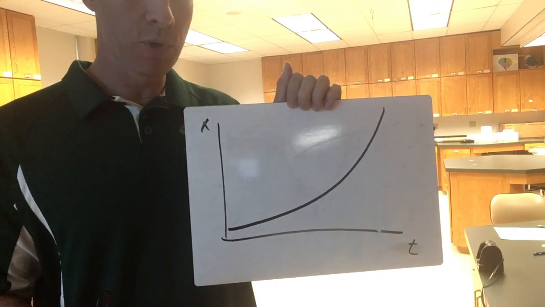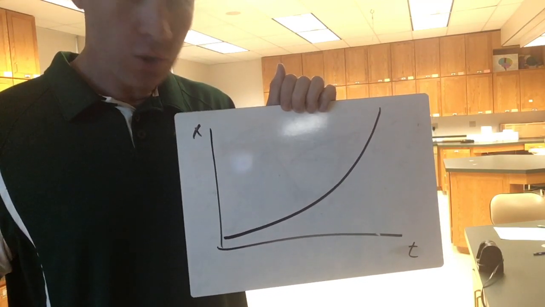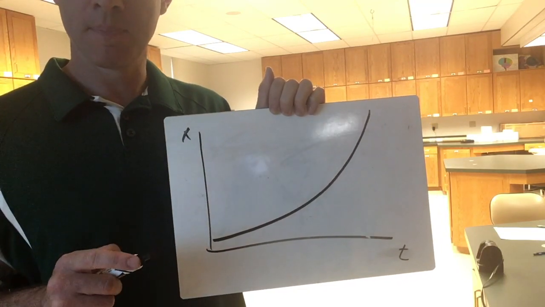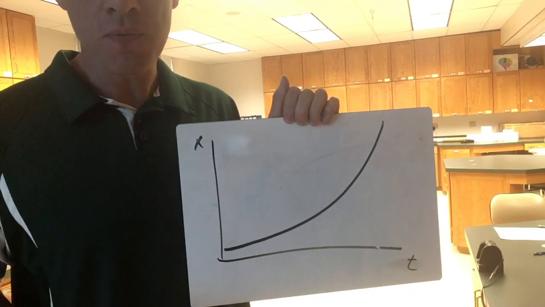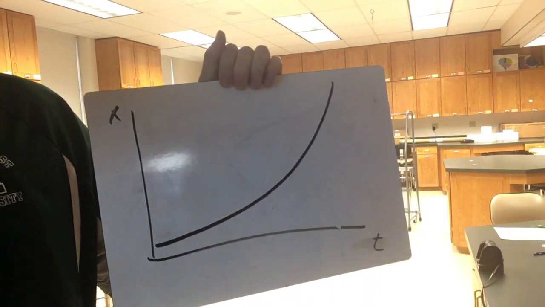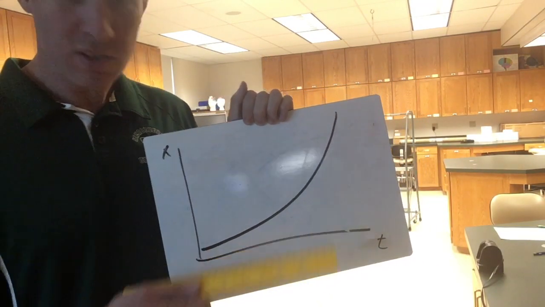Okay, if you still need more time to write, pause the video, start it up when you're done. So we have talked about the slope of a line. And you might say, well, it's a curved line, so it doesn't really have a slope per se. But that's not really true. If I look at any one point on this graph, it's sloping a little bit.